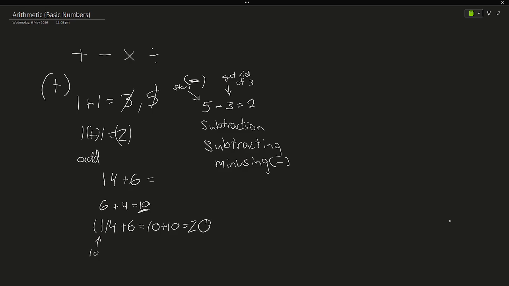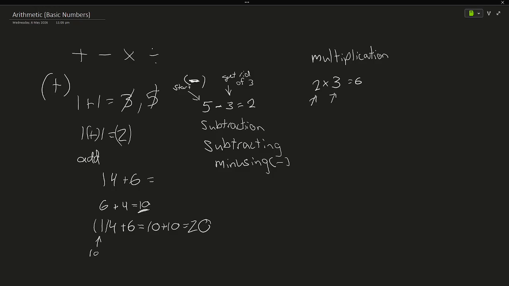Now times, or multiplication. Let's say I have 2 bouncy balls and I get 3 more. So I get 3 sets of 2 bouncy balls. So I have 2 and then I times it by 3. So that means I have 6 bouncy balls.